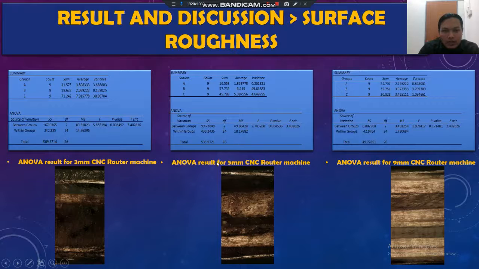So this is ANOVA for CNC router. From these three types of thickness, we observe the 3 mm has a p-value below 0.05. That means the cutting process is rejected by the value. So CNC router should not be good for the cutting process of the composite material.